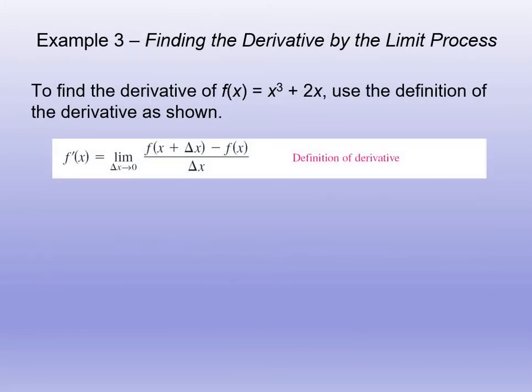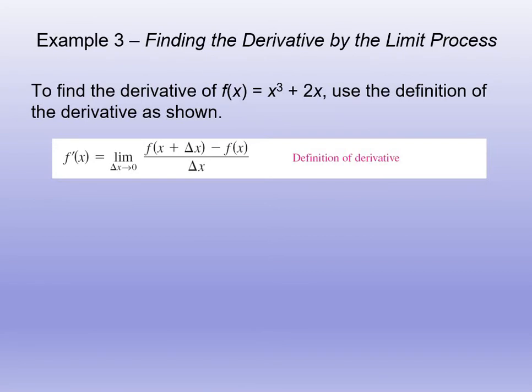All right, so let's find the derivative of f of x equals x cubed plus 2x. Okay, and we're going to use the limit definition to do this. Notice if this was linear, it would be easier. You'd be able to look at it and recognize right away what the slope is. However, this function's a cubic. All right, so we're going to actually figure out what the slope is.